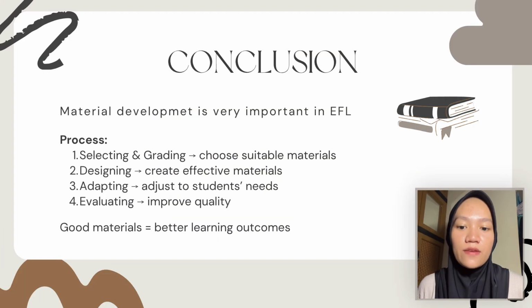In conclusion, developing English materials requires a systematic process. There are four main steps: selecting and grading, designing, adapting, and evaluating. Each step has an important role in ensuring that the materials are suitable, effective, and relevant for students. By following these steps, teachers can create better learning materials and improve students' learning outcomes.